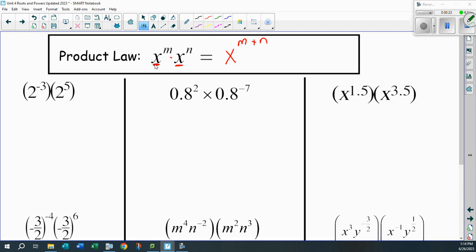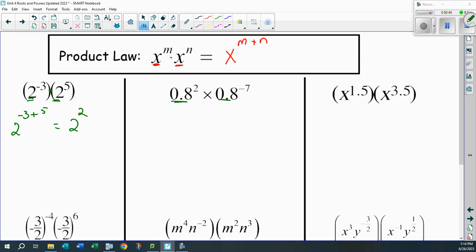Okay, here we go. Are the bases the same? Yes. Is this multiplication? Yes. So 2 to the negative 3 plus 5 is 2 to the 2. That's it. Now, I'm going to leave these as exponents. I'm not going to evaluate them, right? Just leave them as exponents. Look at the next one.